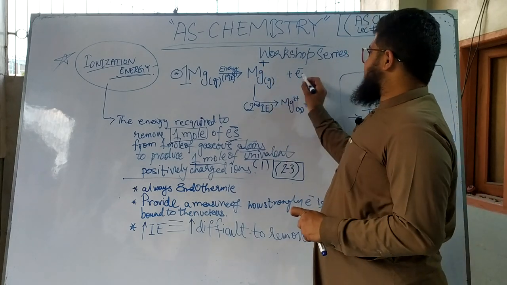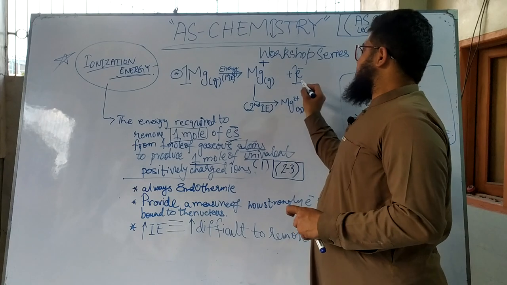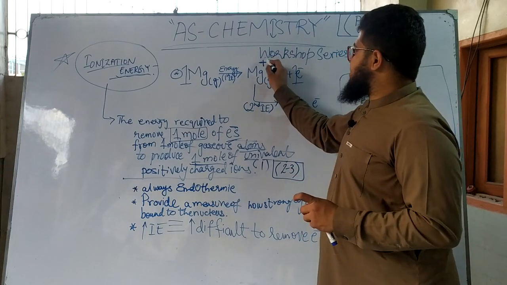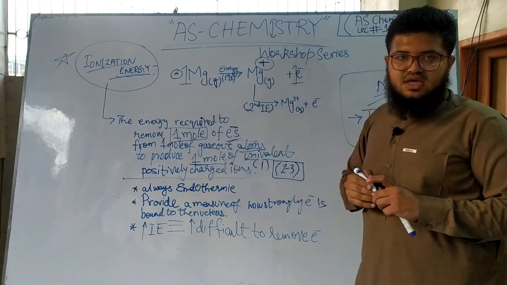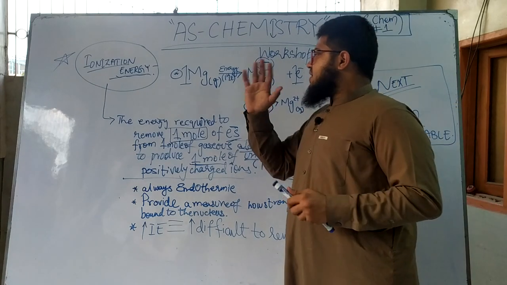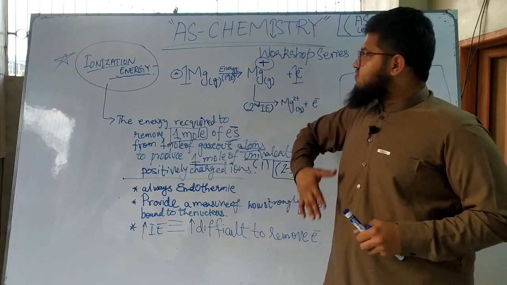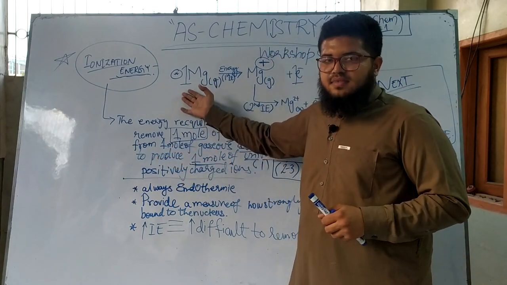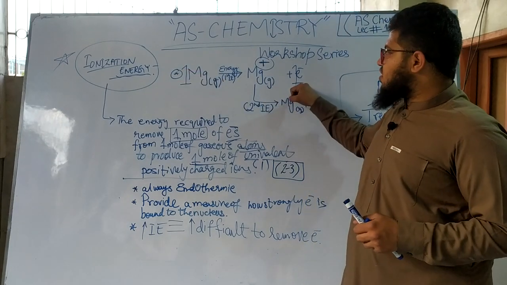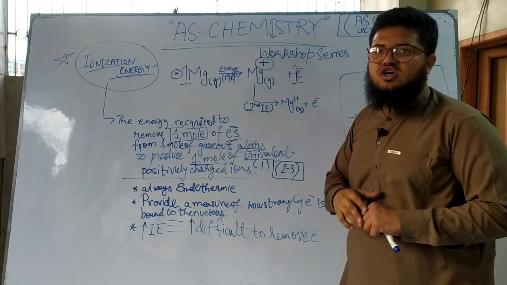Okay, removing one mole of electrons, forming one mole of univalent positively charged ions. So now, to sum it up, ionization energy is the energy that we provide to an atom to remove one mole of electrons from it, forming one mole of positively charged ions.